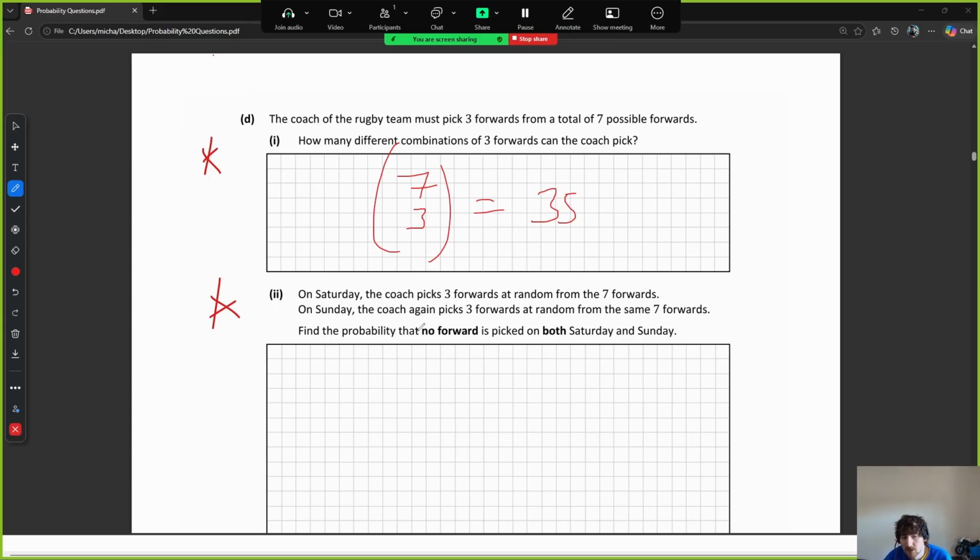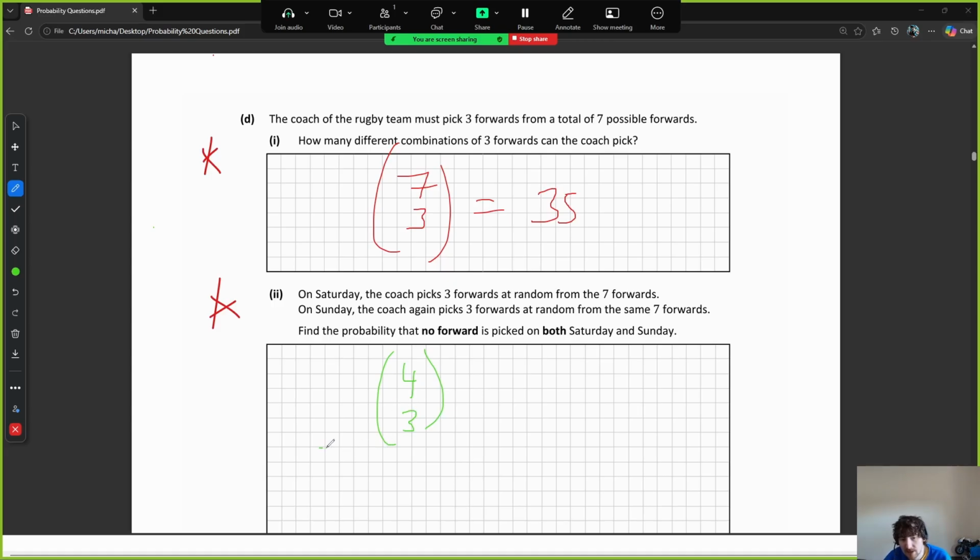So if we think about this, the coach has picked 3 forwards on Saturday. He cannot pick those 3 forwards again on Sunday. So how many people does he have to choose from on Sunday? He only has 4 people to choose from on Sunday if he's not to pick one of the forwards he picked yesterday. So he has only really 4 people to choose from, and then we choose 3 of them because we need to make a panel of 3 forwards. Hopefully that makes sense to people. That's your options for Sunday. This is what he has to pick.